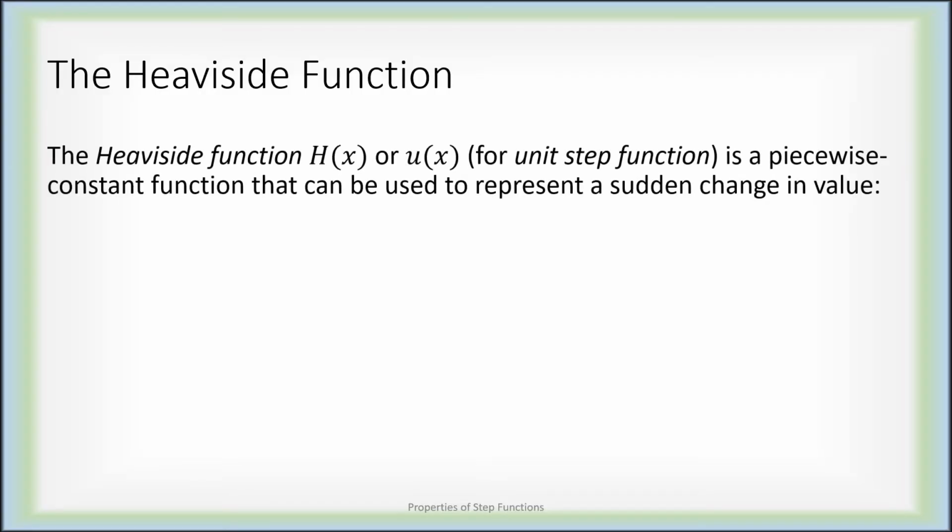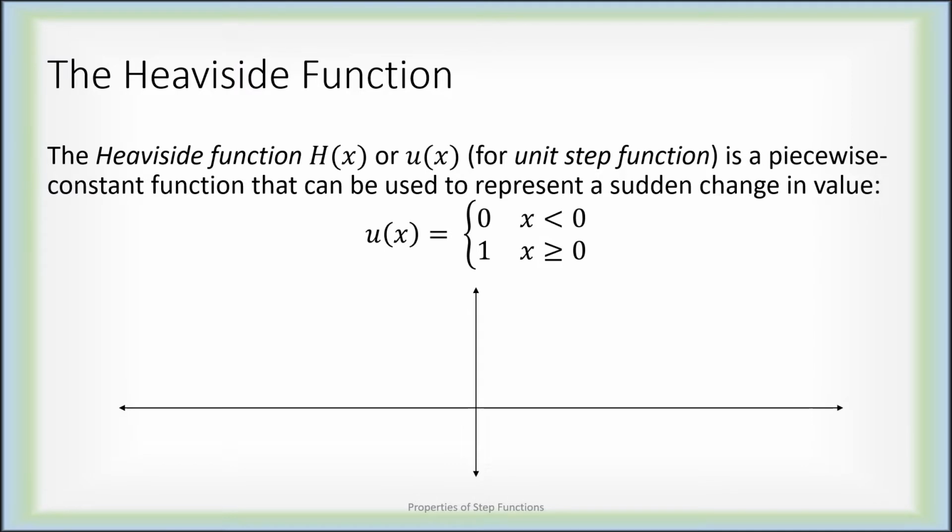Now, the Heaviside function, h of x or u of x for unit step function, is a piecewise constant function which is used to represent a sudden change in value. Specifically, when x is negative, u of x is 0, but suddenly, when x is bigger than or equal to 0, u of x changes to a value of 1. So if these are our coordinate axes, here we see in blue that for x being negative, the value of the function is 0. But when x is bigger than or equal to 0, the value of the function is 1. So there is this sudden jump or step at the value x equals 0.